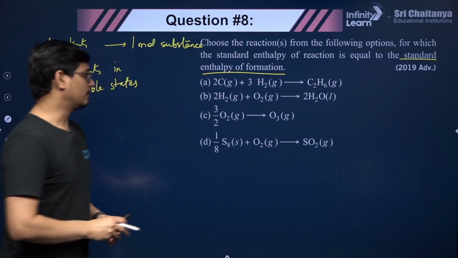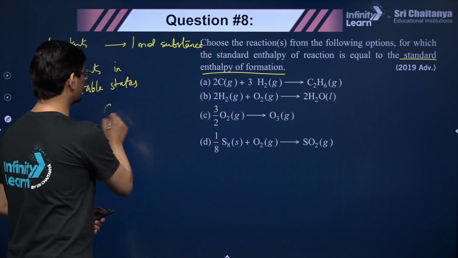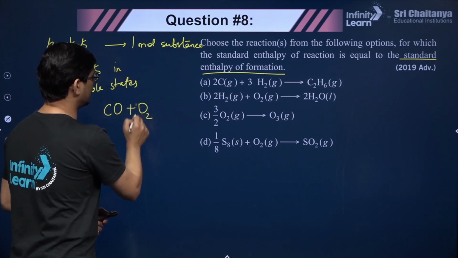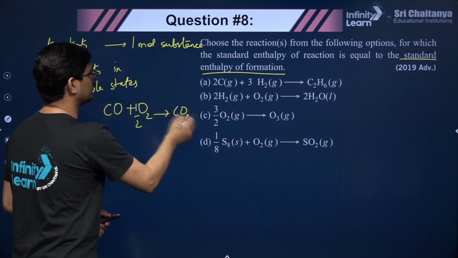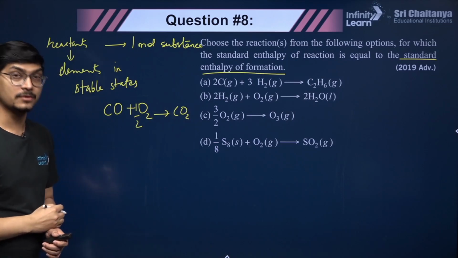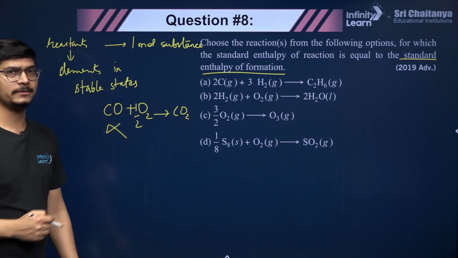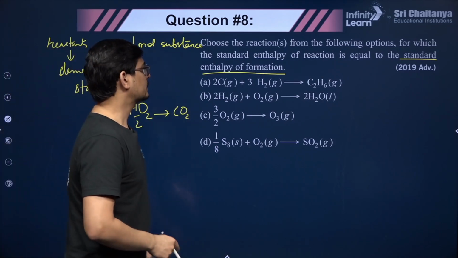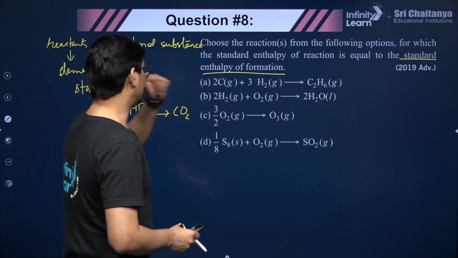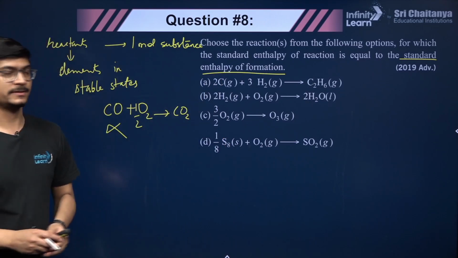Okay. For example, CO plus half O2 gives CO2. The enthalpy change of this reaction does not qualify as the enthalpy of formation, because carbon monoxide is not an element, it's a compound, right? So let us see what is the problem here. The elements should be in their most stable states, right?